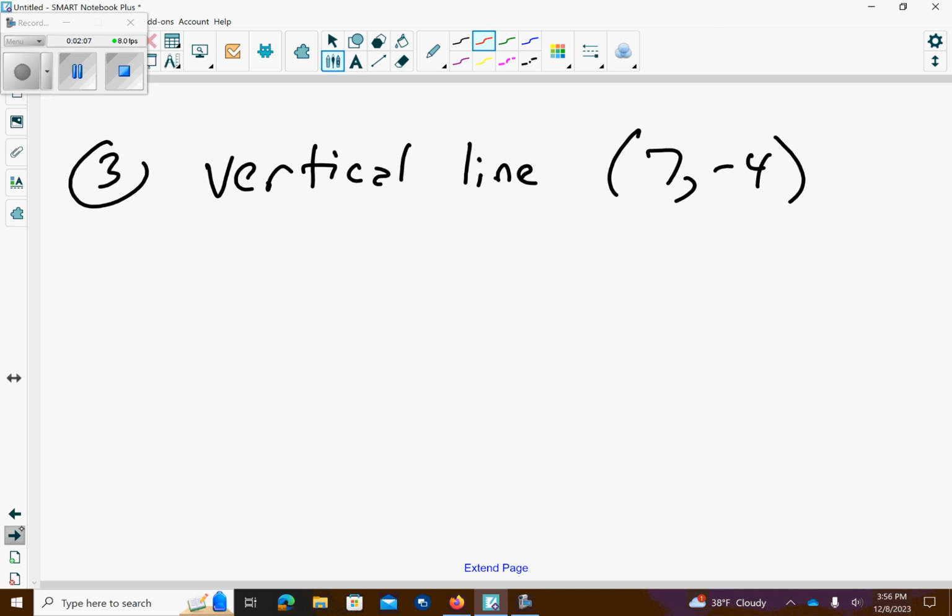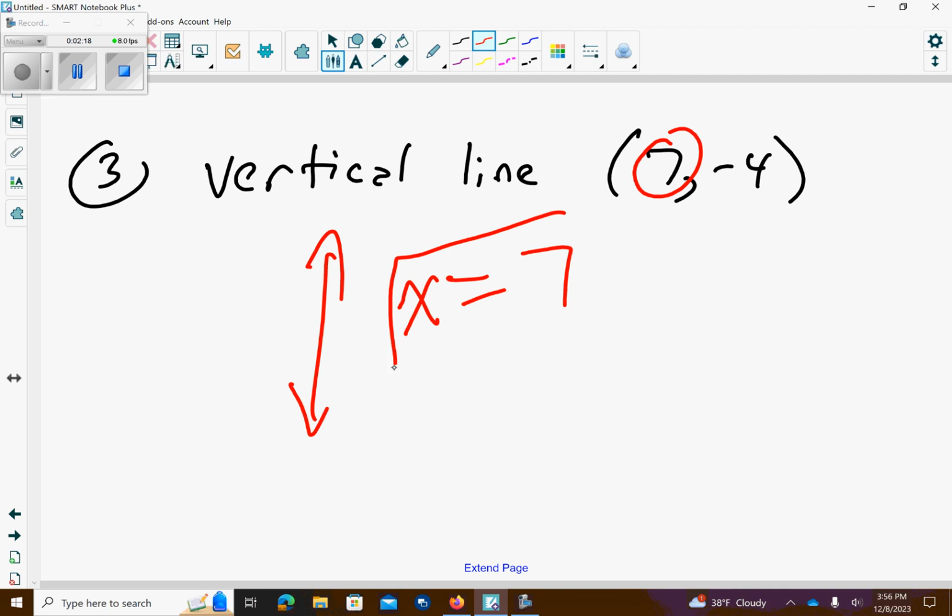Problem number 3. This is kind of a goofy one. So think about a vertical line, right? Vertical line goes straight up and down. So that's normally x equals. So you just look at whatever your x value is. So x equals 7. That's the equation. You don't have to worry about anything else. You can't find the slope of it because there's only one point. Slopes for vertical lines are undefined.